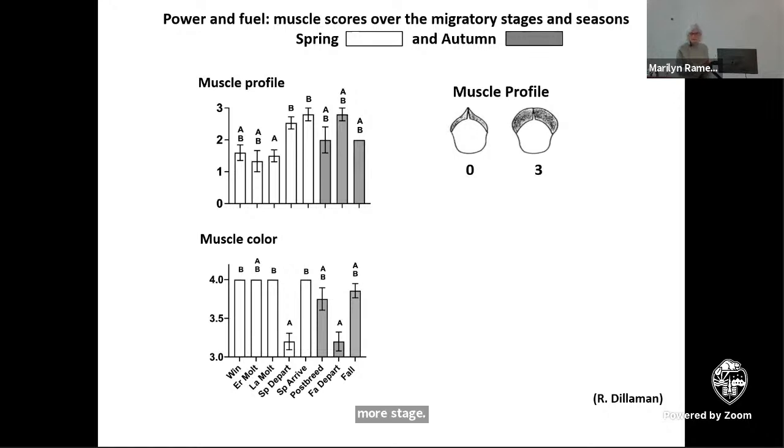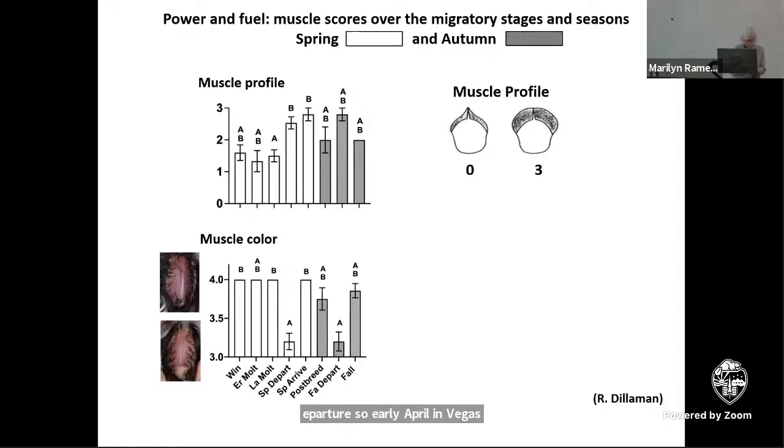Muscle color was something that we just picked up serendipitously, and then we noticed that around the time of departure, so early April in Davis, we were looking at the muscle. Normally, the muscle looks like this. It can have some fat at the top. That's a fat store on the top, but it's purple. It's thin. It looks like a stick. So it's a darker purple.